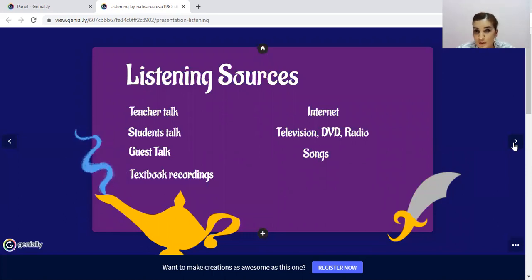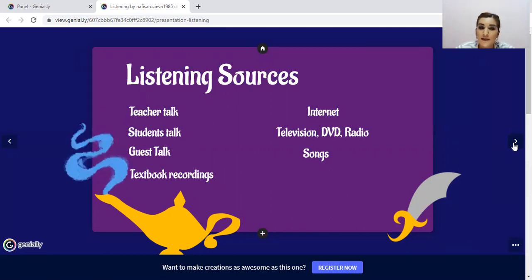The listening sources. What kind of sources do we know? The first one, of course, is teacher talk. And the second one, student talk. Even when we have them work individually, in pair work or group work, they will listen to each other and understand each other. And the third one, guest talk. What is guest talk? Some days we may have a guest from a foreign country, and his or her speech is also acceptable as a listening source.